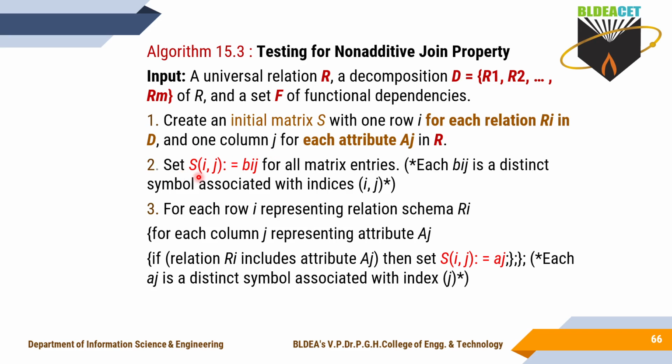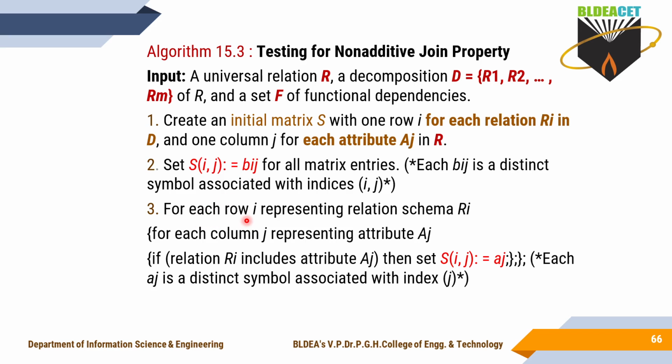Next, you have to set each value of that matrix, S(i,j) equal to b(ij), for all matrix entries. Here i indicates the row number and j indicates the column number. So the initial matrix values you have to set as b(ij).